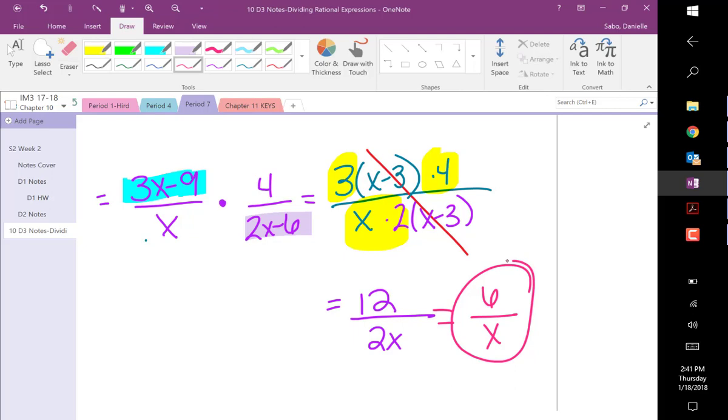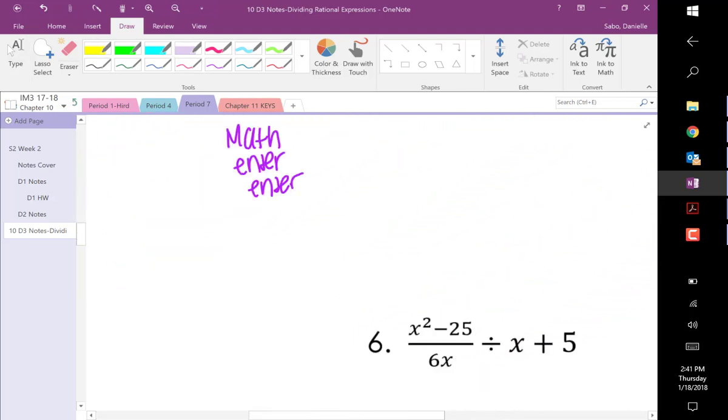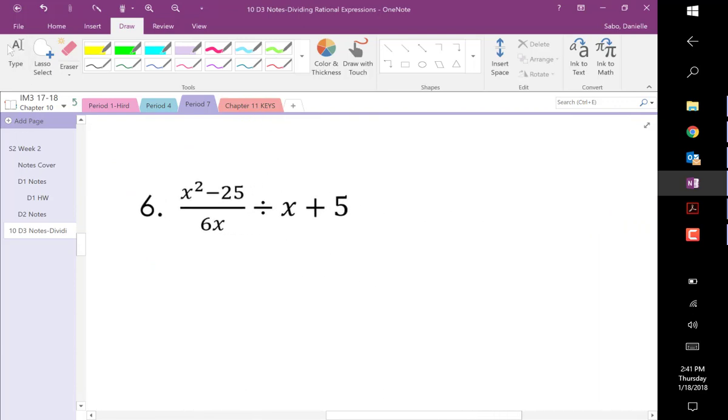I want to do one more on this side and one on the back and call it a day. So I want to give you time to work on your homework. All right, here we go. You ready for this? Okay, this looks weird. It's kind of different.